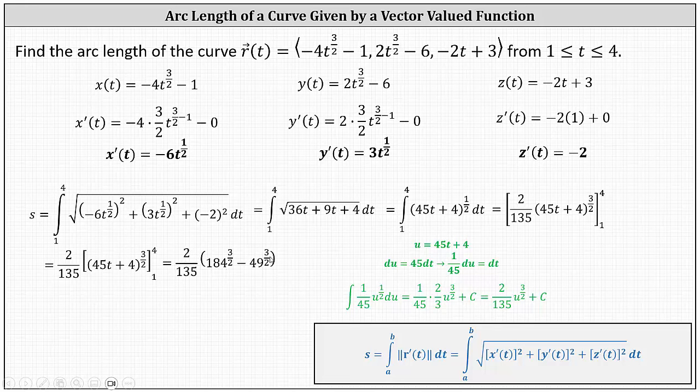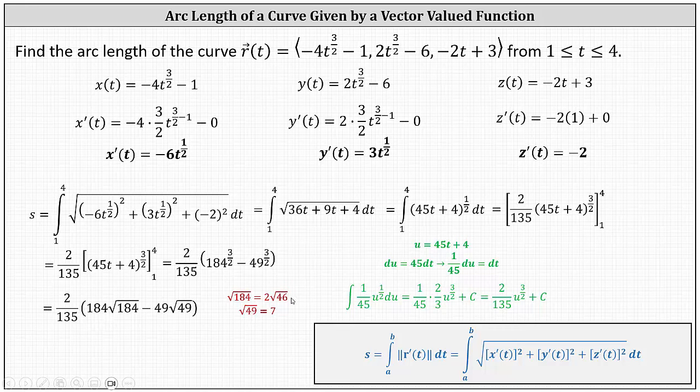3 halves. To simplify, remember 3 halves is equal to 1 plus 1 half, and an exponent of 1 half is equivalent to a square root, which means we can write 184 to the 3 halves as 184 times the square root of 184, and we can write 49 to the 3 halves as 49 times the square root of 49. And now let's simplify the square roots. The square root of 184 is equal to 2 times the square root of 46, and of course the square root of 49 is equal to 7.